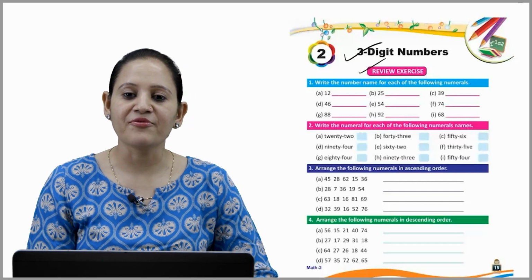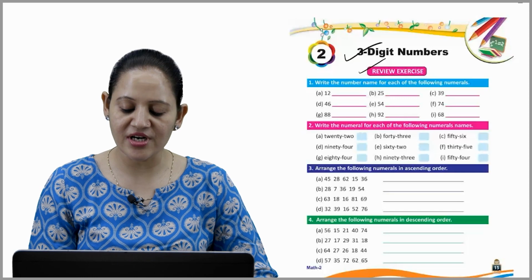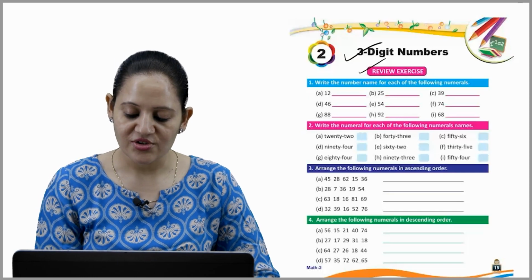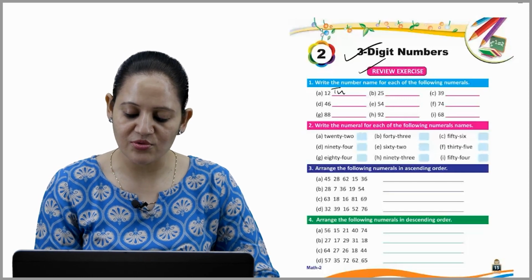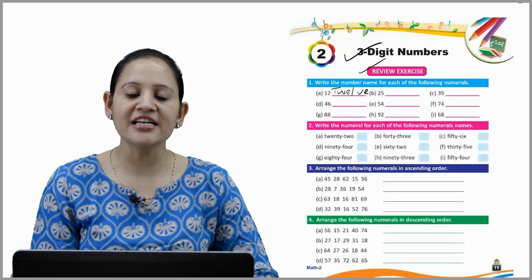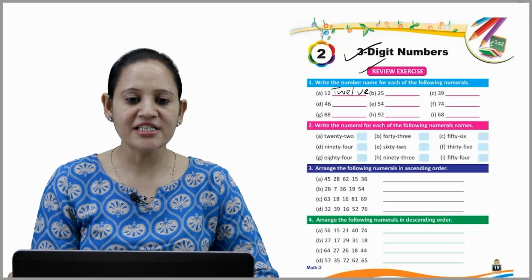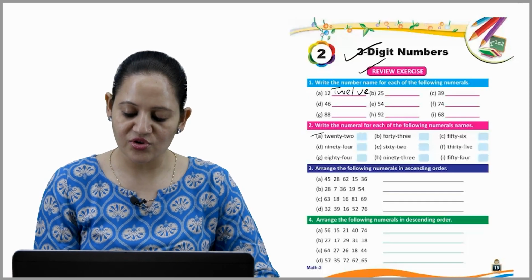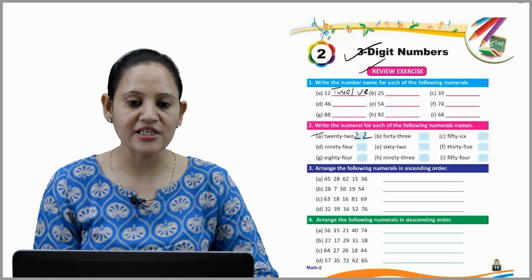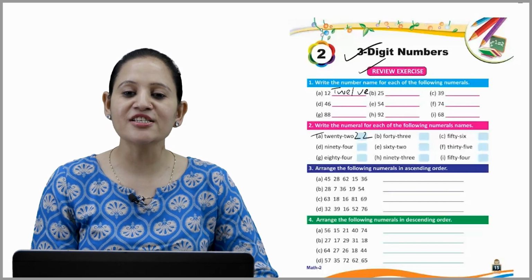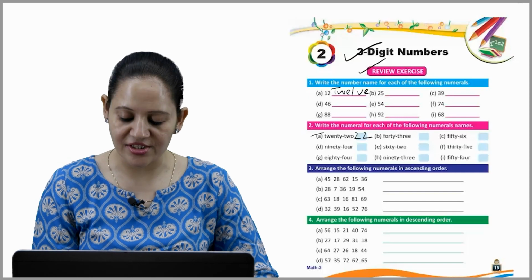Write the number name for each of the following numerals. So first is 12. So the number name will be TWELVE. Clear? Next, write the numerals for each of the following number names. First is twenty-two. So the numeral will be 22. Clear?